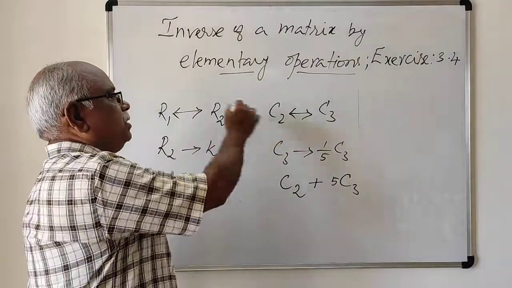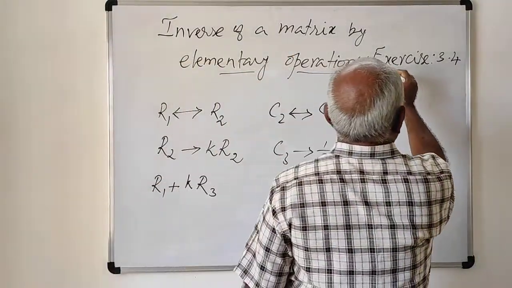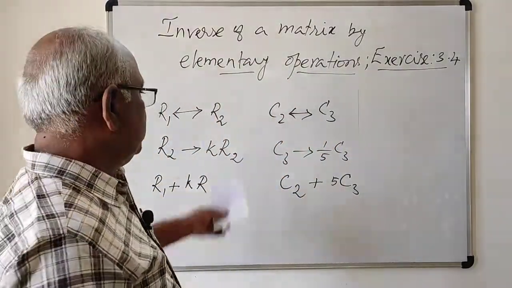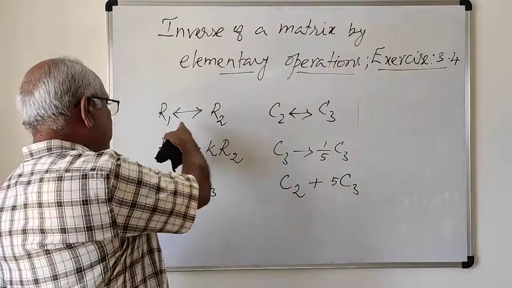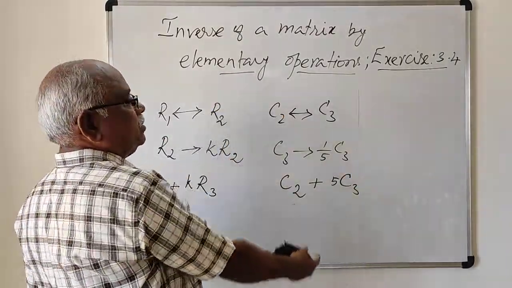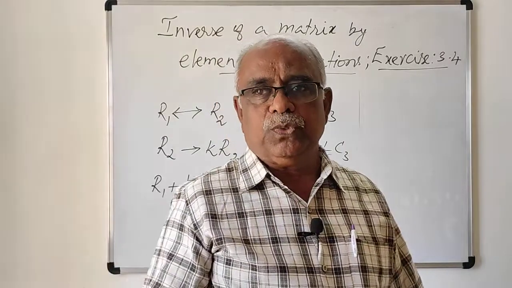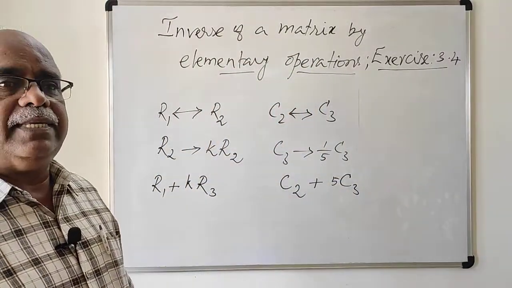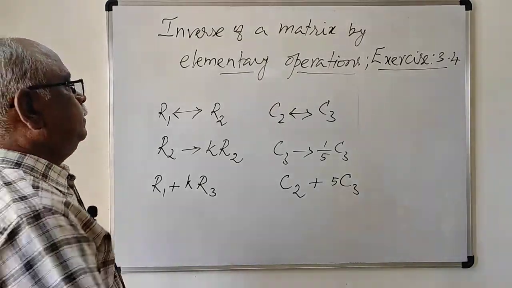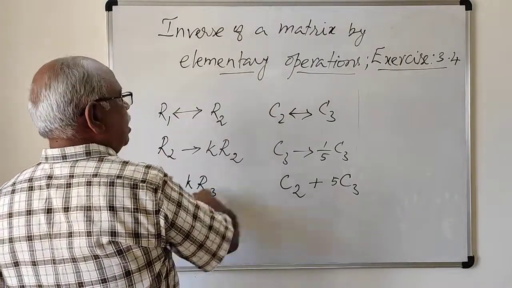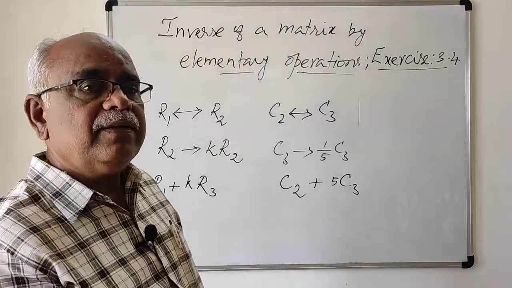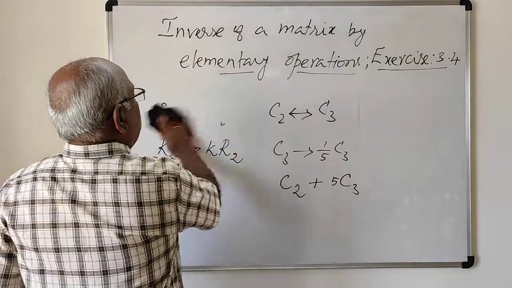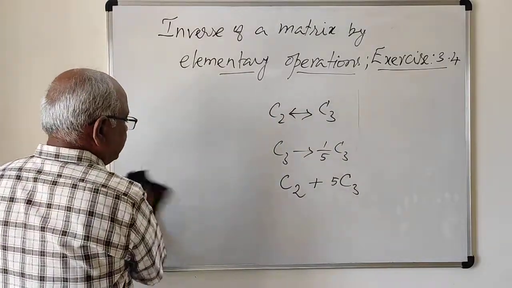Using these transformations, we are going to solve the exercise problems 3.4. We have to find the inverse of the given matrix using these transformations. We have to use either row transformations or column transformations for solving the problems. You are not supposed to do both row and column operations together in a single problem. If you follow either row operations or column operations, you should not mingle them in a single problem. Okay. Now, let us solve the problems in Exercise 3.4.